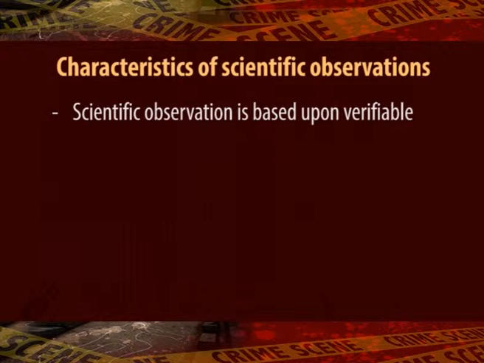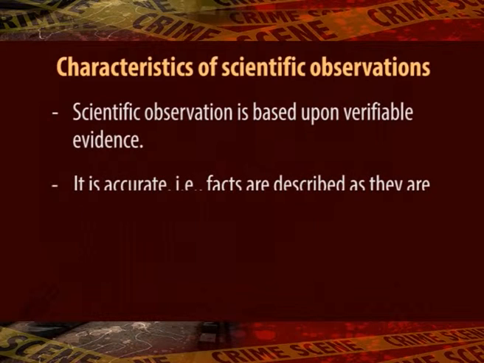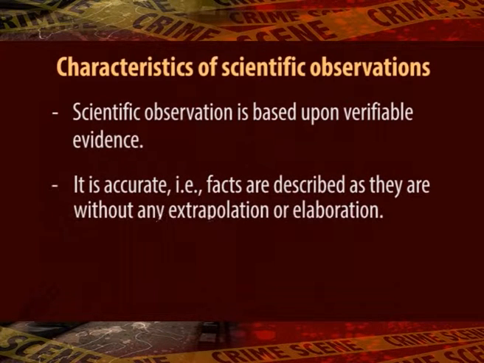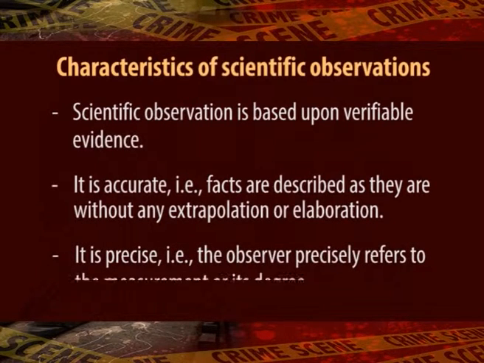In accordance with the ideology of Max Weber, Horton and Hunt in 1984 have elaborated the characteristics of the scientific observations. Let us enlist these observations one by one. According to them, scientific observation is based upon verifiable evidence. It is accurate, that is, the facts are described as they are without any extrapolation or elaboration. It is precise, that is, the observer precisely refers to the measurements or its degree.